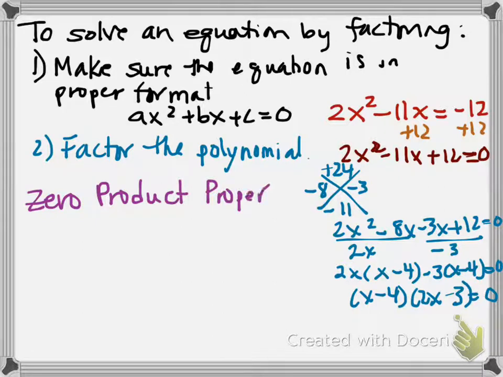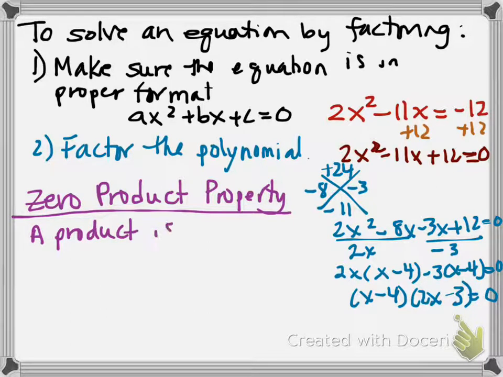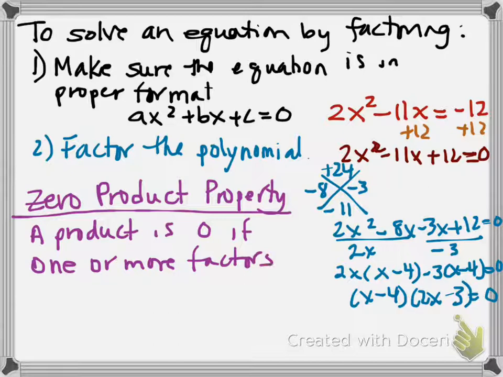So it's talking about getting a product of 0, okay? So a product is 0 if one or more factors equal 0. They could all be 0. Okay? One could be 0, the other could be 0. But I have to have one of my factors equal 0 in order for a product to equal 0. It's the only way to get 0 from a product.